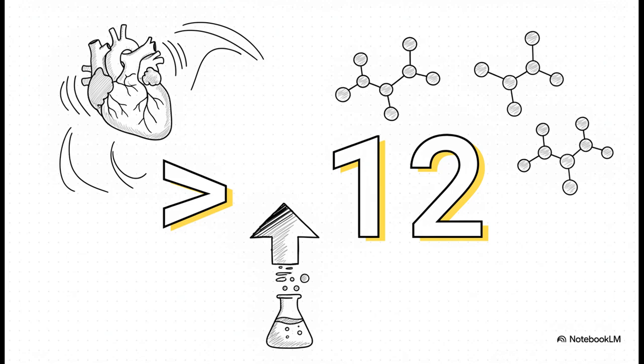Now, the magic number you need to remember here is 12. If your calculated anion gap is greater than 12, we call that a high anion gap metabolic acidosis. And what that does is it immediately points our investigation towards a very specific list of suspects, things like lactate or ketones that are adding extra unmeasured acid into the blood.